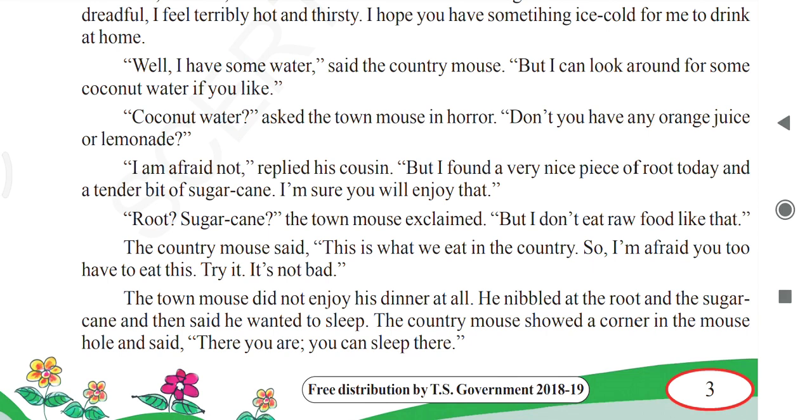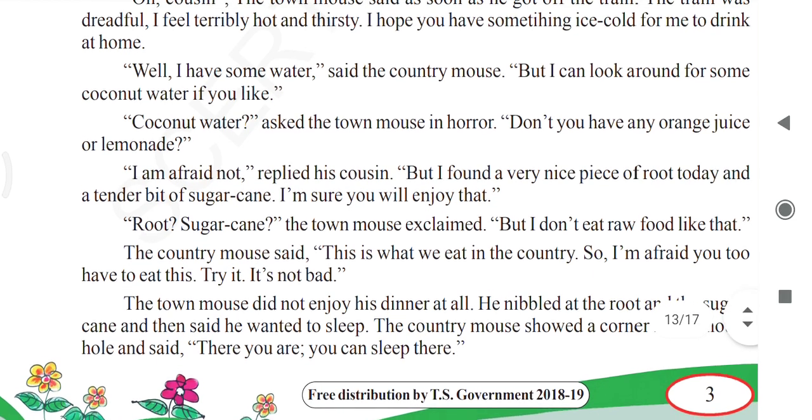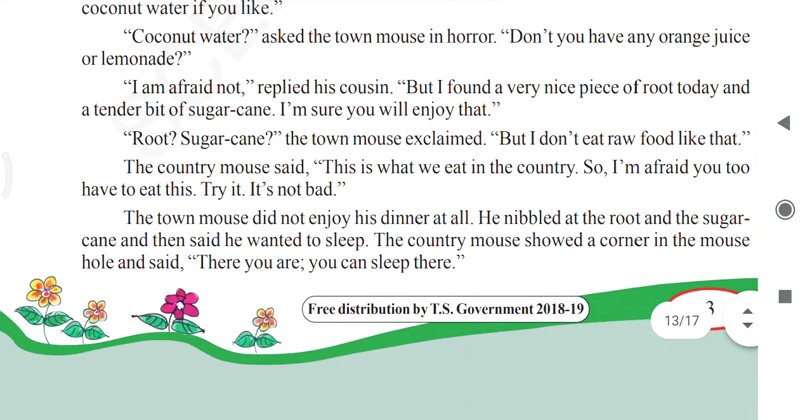So what did the country mouse say? "See, cousin, it's okay. Don't be afraid of that. Only these things are available in the countryside. So I am afraid you too have to eat this." There is no other way. He also said, try it, it's not bad. The town mouse did not enjoy his dinner at all. He nibbled at the root and the sugar cane and then said he wanted to sleep. The country mouse showed a corner in the mouse hole and said, "There you are, you can sleep there."